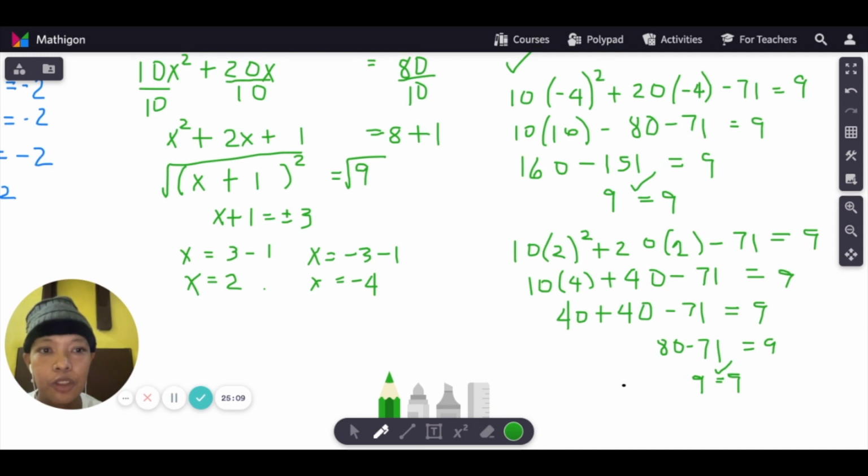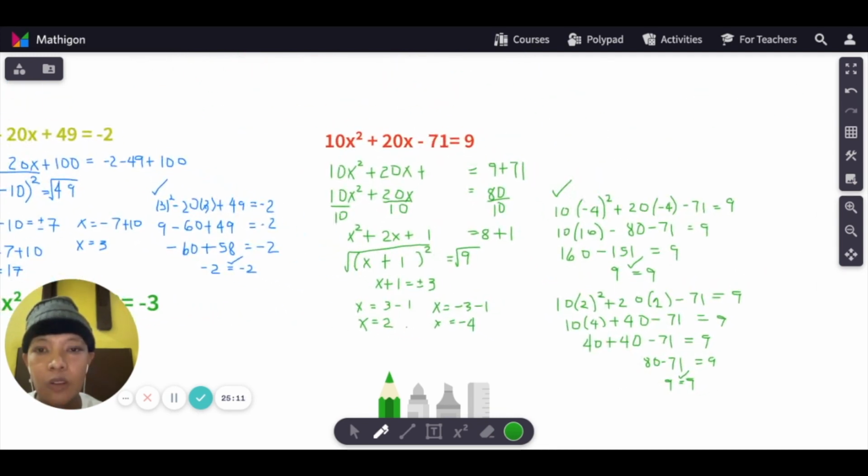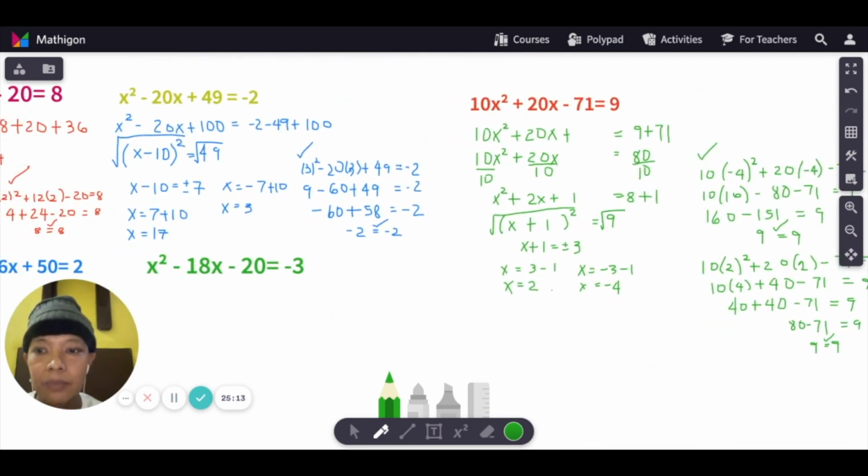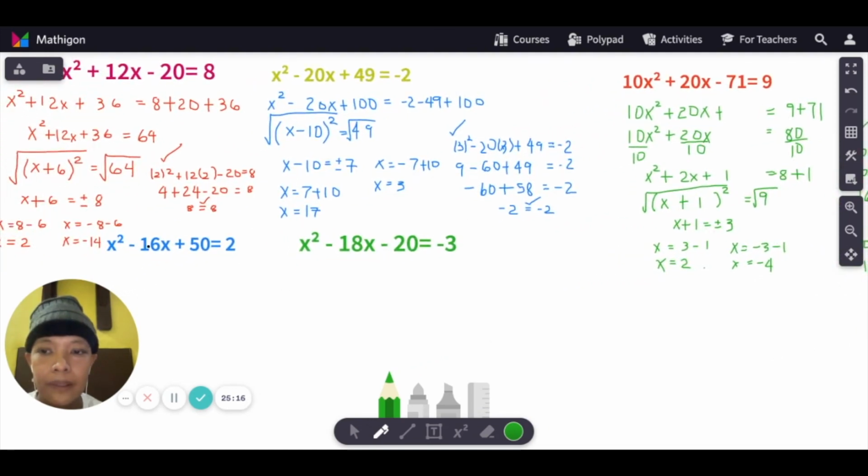Okay, so yun po. So, ito po yung by completing the square. We will not be solving these two. Mag-a-add na lang po ako pag nagsabi po kayo ng kailangan nyo pa, kasi masyado na pong mahaba yung aking video.